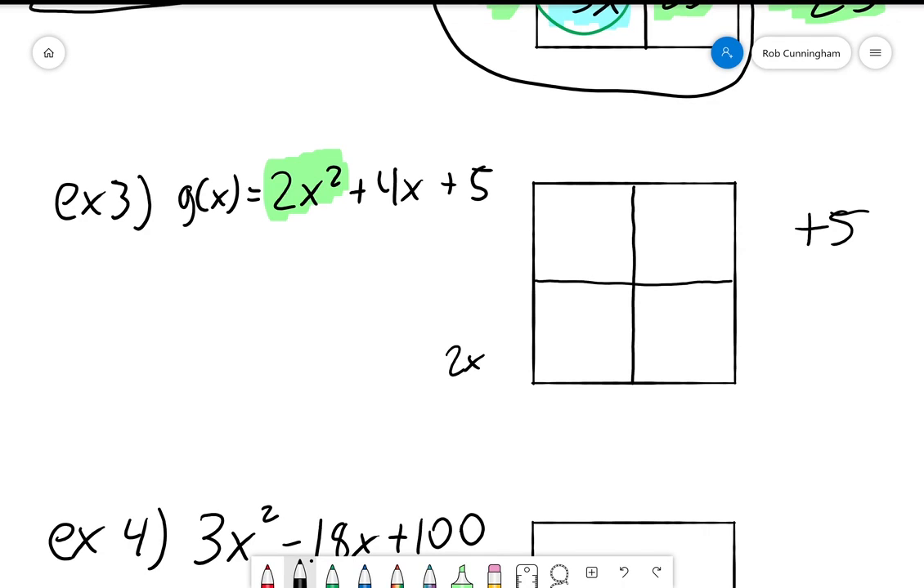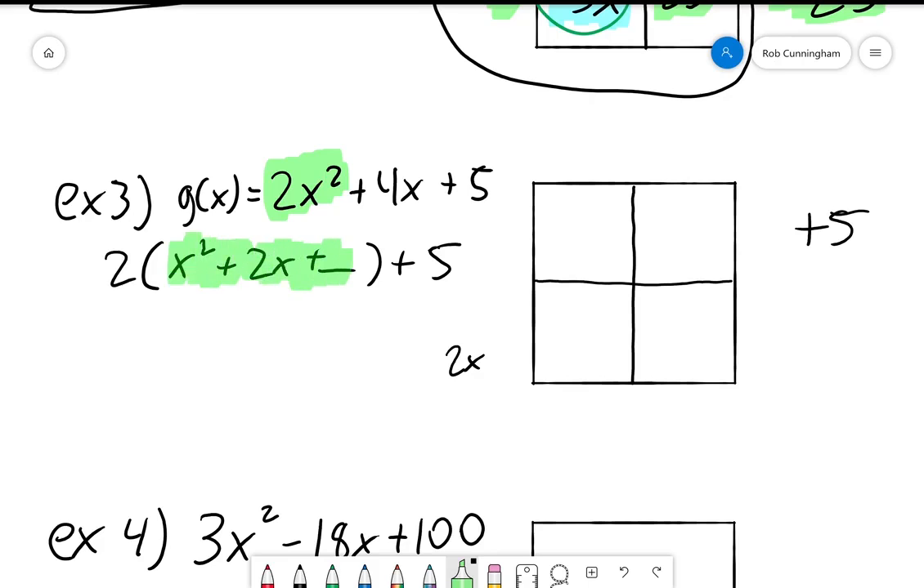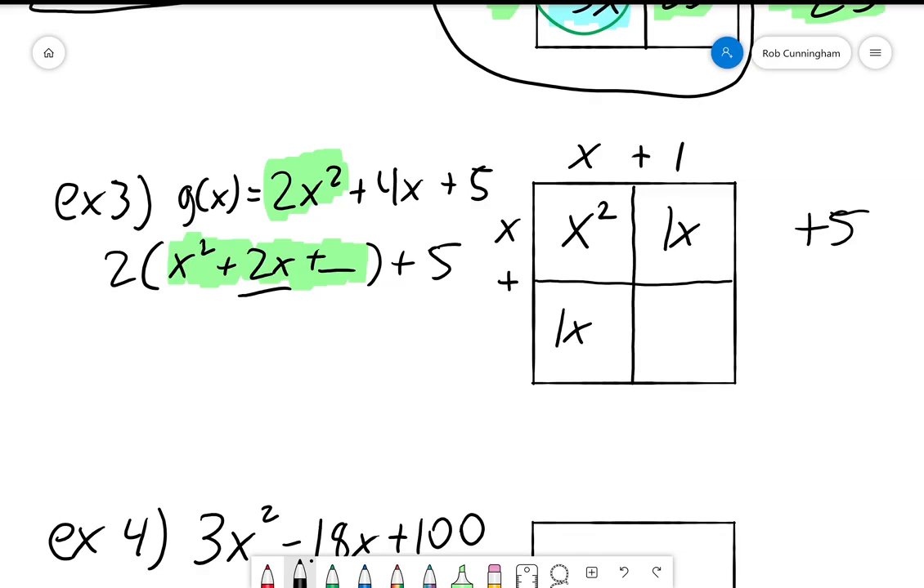In mathematical terms, what we're doing is we're factoring out this 2 and focusing on the perfect square within. So we got x squared here, x times x. We've got 2x to distribute, so that's going to be 1x there and 1x there. Plus 1, plus 1. 1 squared is 1.